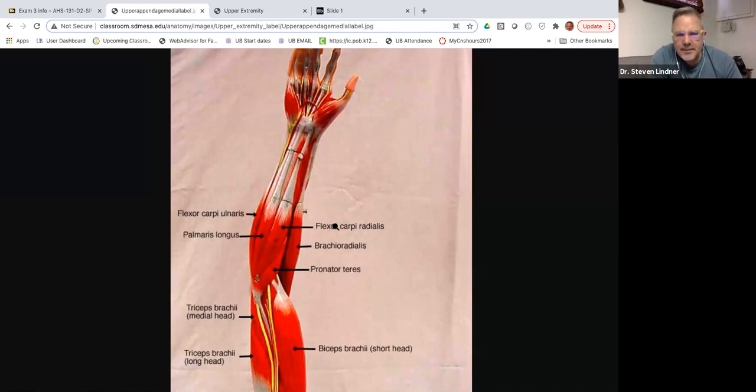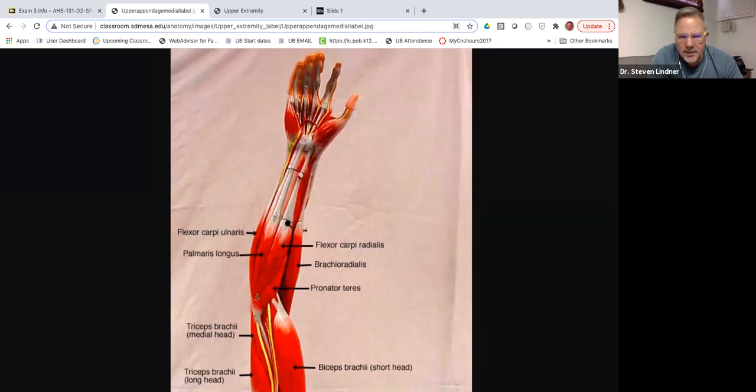When you look at their names, Flexor Carpi Radialis and Flexor Carpi Ulnaris, we go, all right, it's an anterior muscle. Well, Dr. Lindner said anything on the anterior arm is going to be a flexor. It looks like it's attaching to the carpals, so it's a flexor carpi. And is it on the radial side or is it on the ulnar side? Well, it's on the radial side, so it's going to be called Flexor Carpi Radialis.